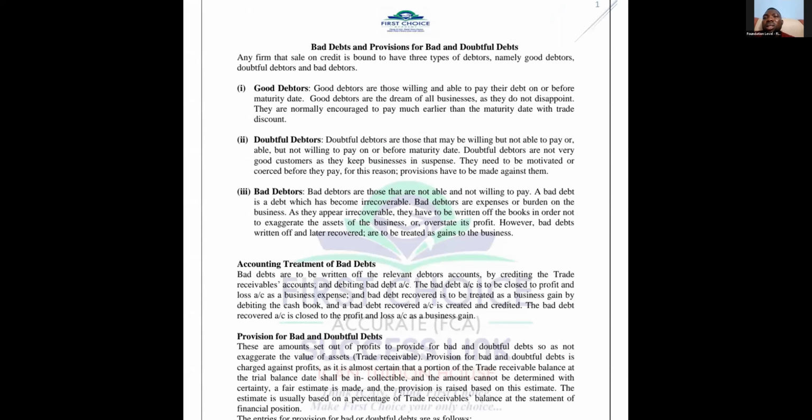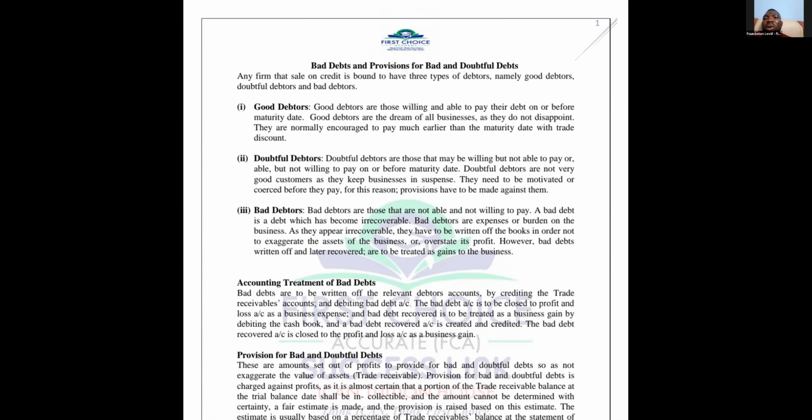Okay, so this is the second adjustment. This is the second adjustment that we talk about on the final accounts. That is what we call the bad debts and provision for bad debts and doubtful debts.